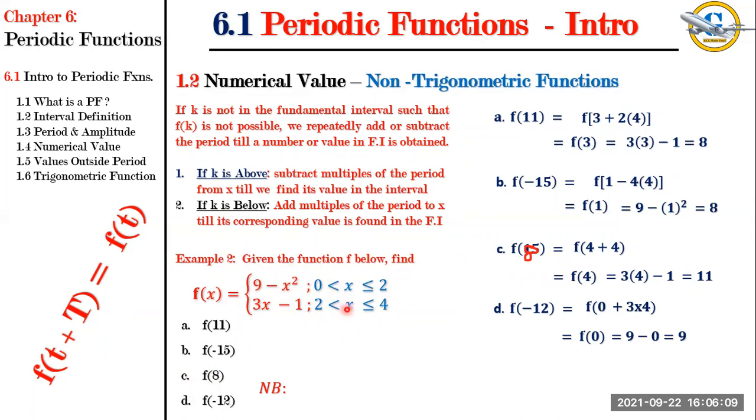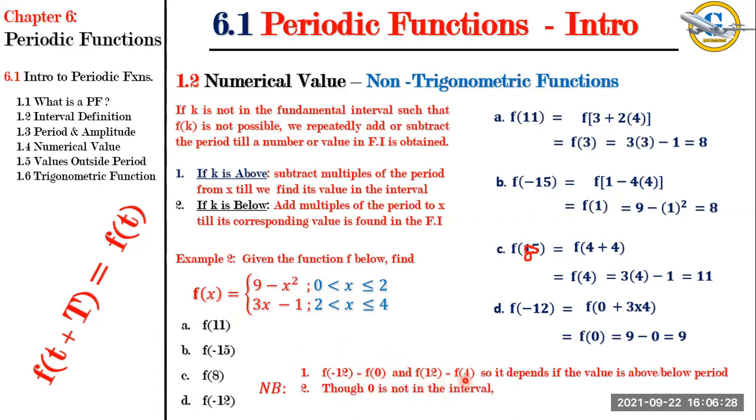You have to be very careful with this. F of 0, you have 9 as the answer, but f of 4, you have 11 as the answer. So according to this remark, for example, for f of negative 12, you add the period 3 times and arrive at 0. In the case of plus 12, you subtract just twice and arrive at 4. So it depends on whether the value is above or below the period.